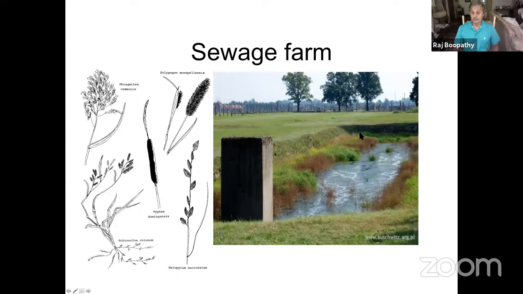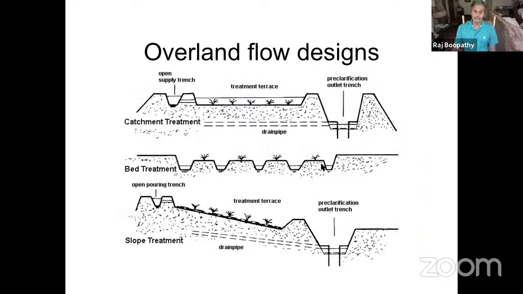And it goes through trenches and released, and it's a highly engineered operation, but it is with nature. And you can see there's catchment treatment, bed treatment, slope treatment. Basically, you collect in the trenches, and then you have plants grow in the terrace, and then you percolate the water down and collect in the trench and release. And depending on different systems, you have drain pipes. You can have a slope treatment following the gravity instead of pumping. So all kinds of things we can do.